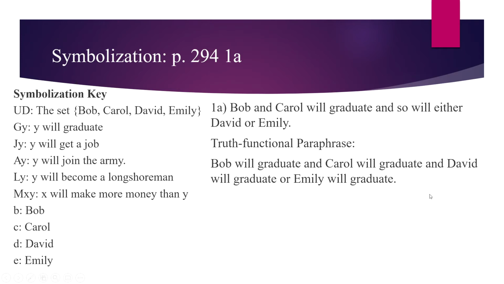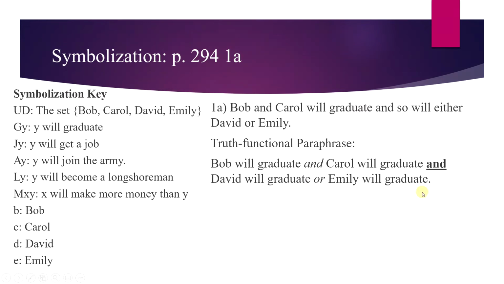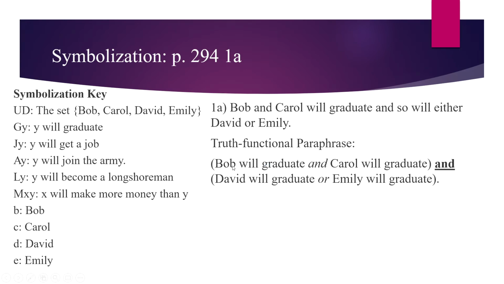We have 3 different connectives going on. We need to make sure we break that up in a way that captures the meaning. Here I'm saying the main connective is this and, right? We've got Bob and Carol will graduate. That's one conjunction on a unit. And so will either David or Emily. So we have the disjunction on the other side. This conjunction is our main connective. Now we need to input parentheses, right? So we'll have Bob will graduate and Carol will graduate as the first conjunct of that main conjunction. And then the disjunct, David will graduate or Emily will graduate on the other side.